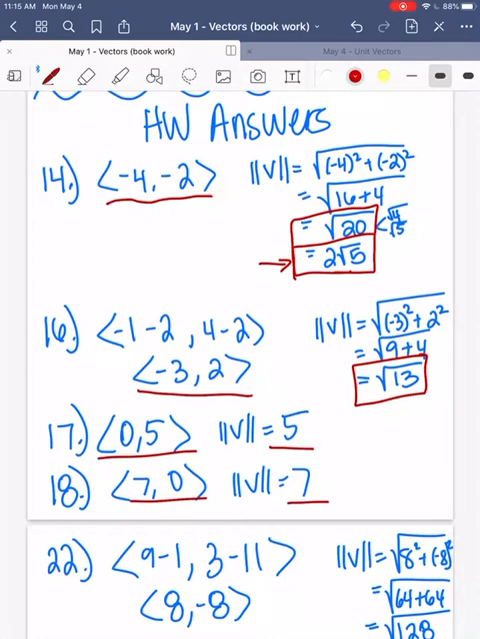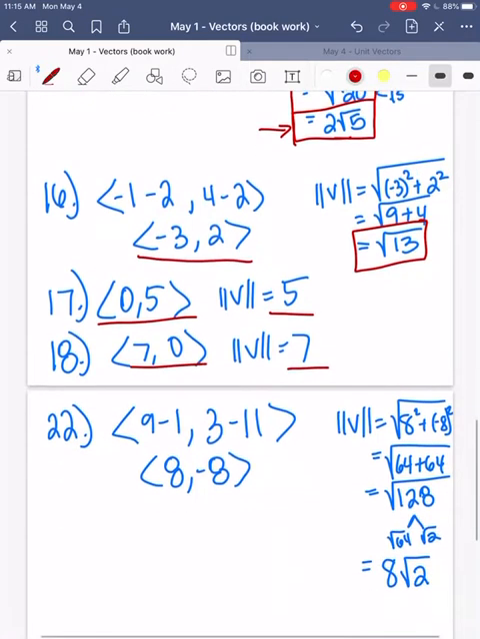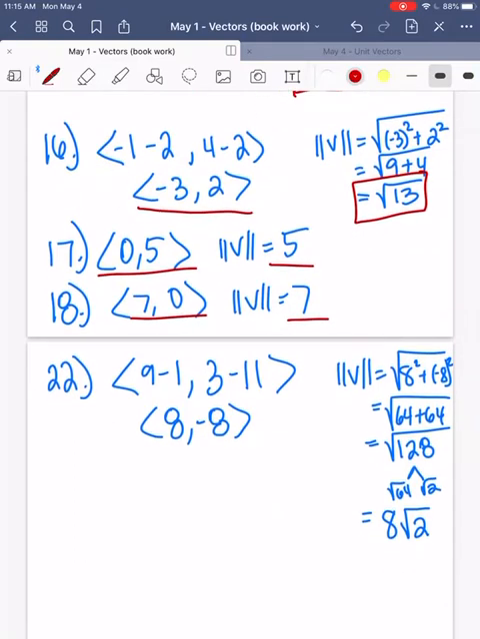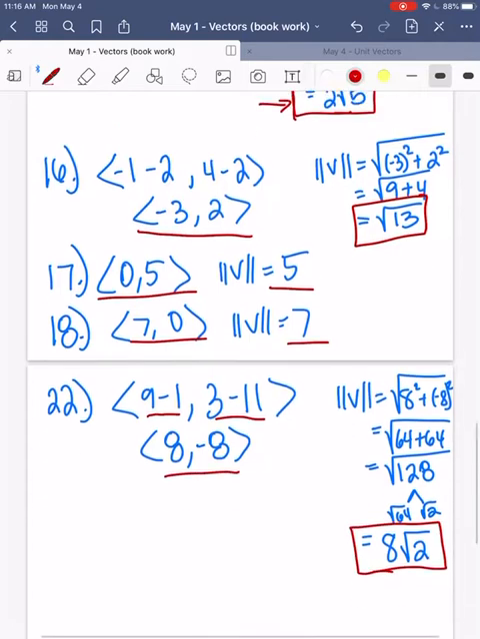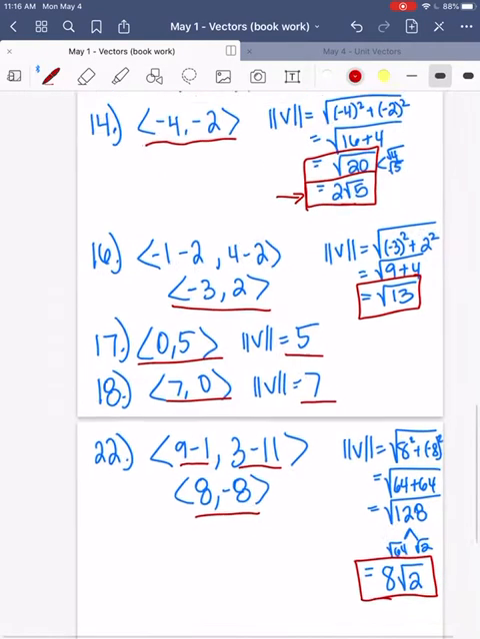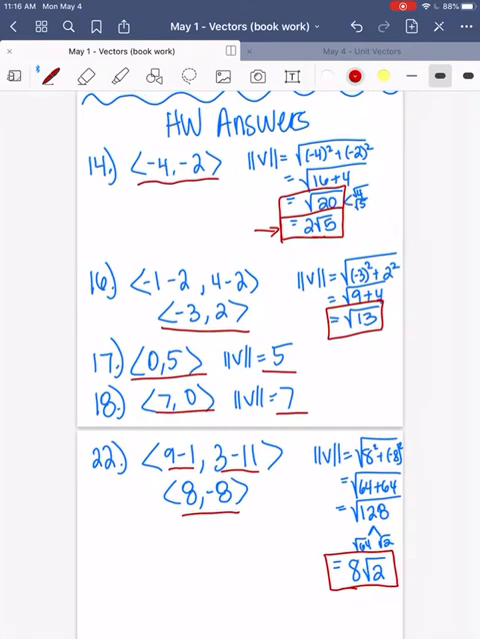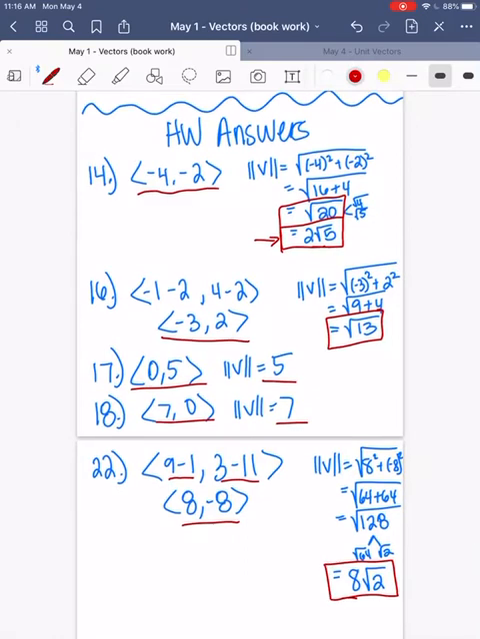I was real pleased with 17 and 18. You guys did well with those, not letting them confuse you with the direction. And then 22, don't forget you're going to do terminal minus initial. So here's your final answer, and here's how it should look simplified for magnitude. Okay, so that's what you should have for your homework answers if you want to go back and look at that again. And now we're going to learn something new.